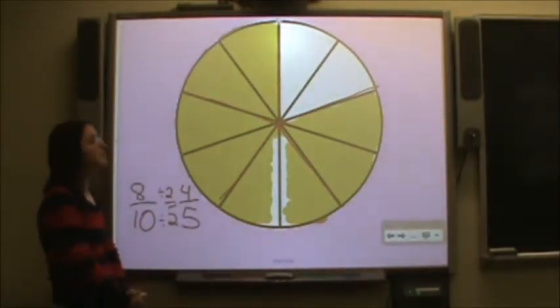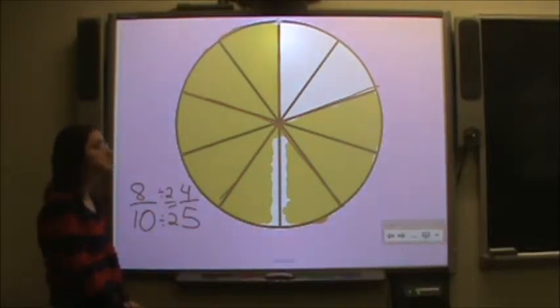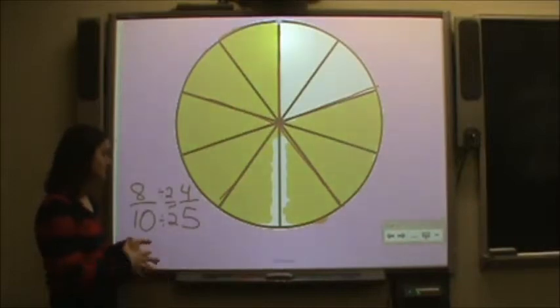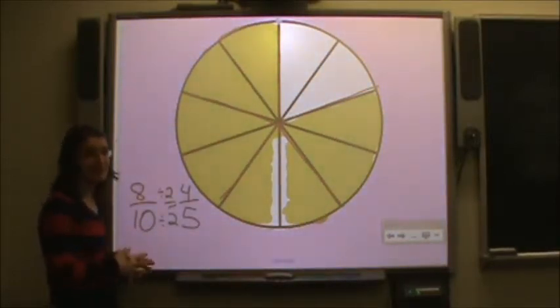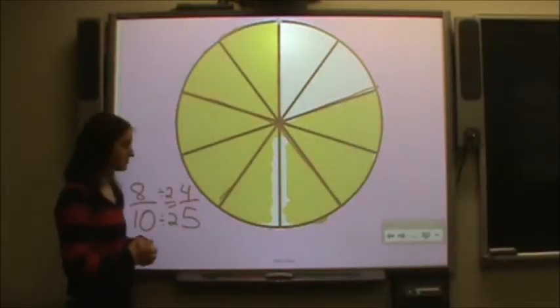Can I divide it into 6 pieces? Nope. And not 7 pieces? Nope. If I divide it into 8, 9, or 10? No. It would be the same if I divided it into 10 pieces, so that's not going to work.